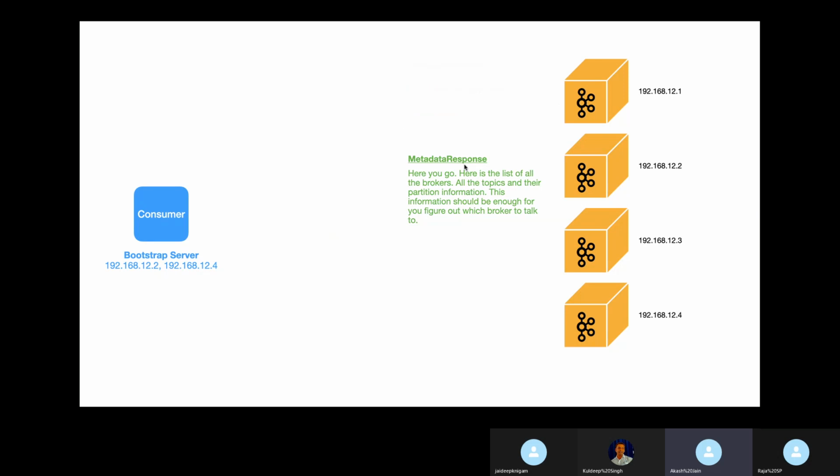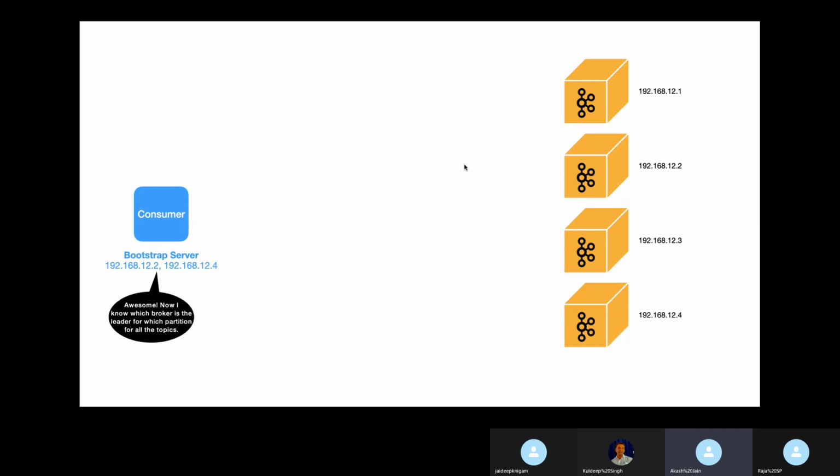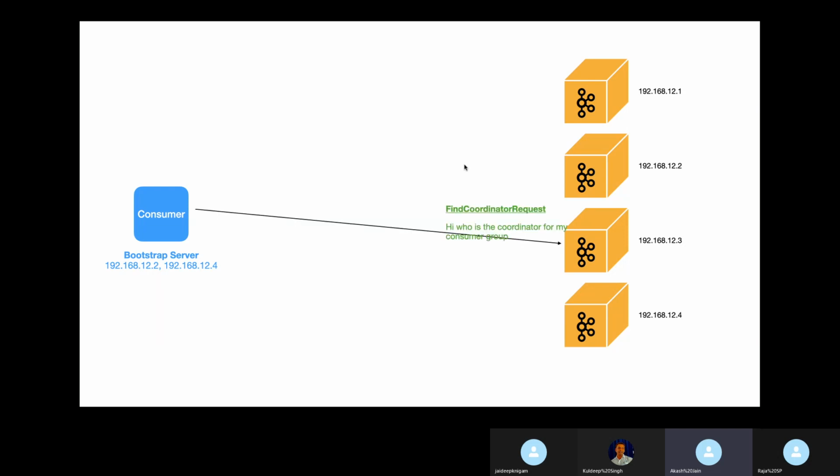Now, the next thing that happens is it basically makes a find coordinator request. Let me explain what this find coordinator is. Once the metadata request was sent, for each consumer group, because it joined as a consumer group, the group coordinator was elected by the Kafka broker, the Kafka framework, and that's what the consumer is supposed to find out.